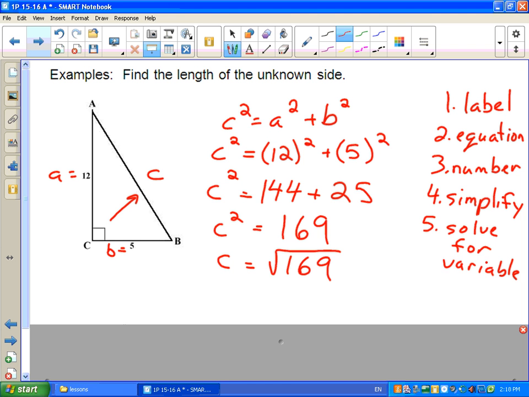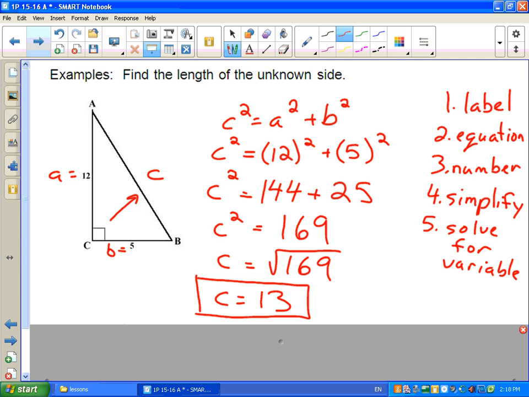And your calculator should have a square root button on it. We just punch that in, 169 square root, or square root 169. And the calculator will give us our answer. In this case, the answer is 13. And so there's our final answer. The length of side C is 13.